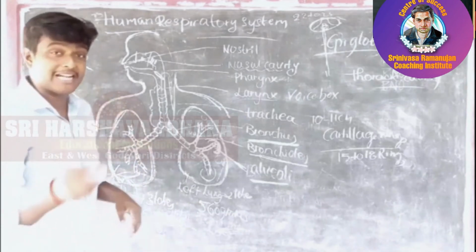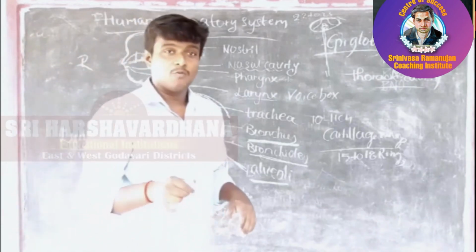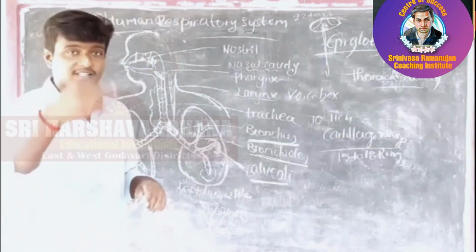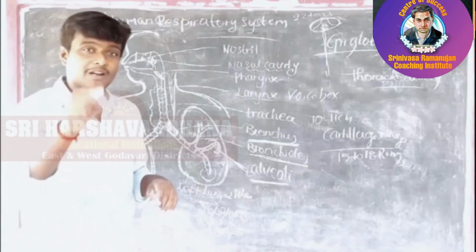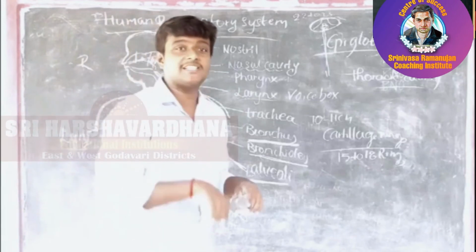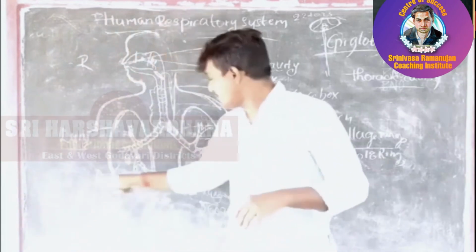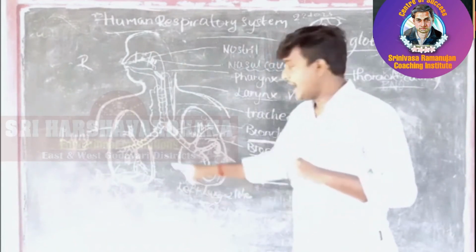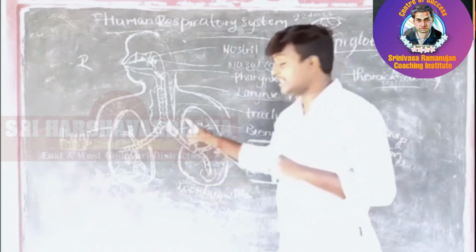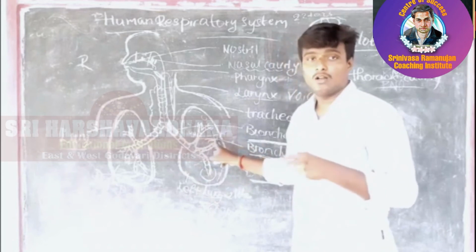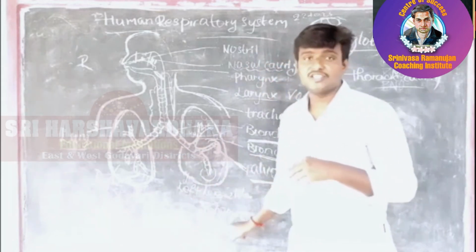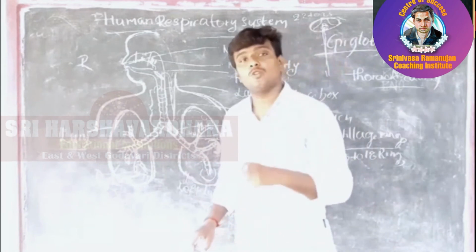Approximately, the weight of the lungs in your body is 1180 grams, approximately 1 kg. Your lungs alone occupy about 1 kg of your body weight. So the right lung contains 3 lobes and the left lung contains 2 lobes. The right lung is big in size and the left lung is small, with weights of 620 and 560 grams. And I want to say one more thing.